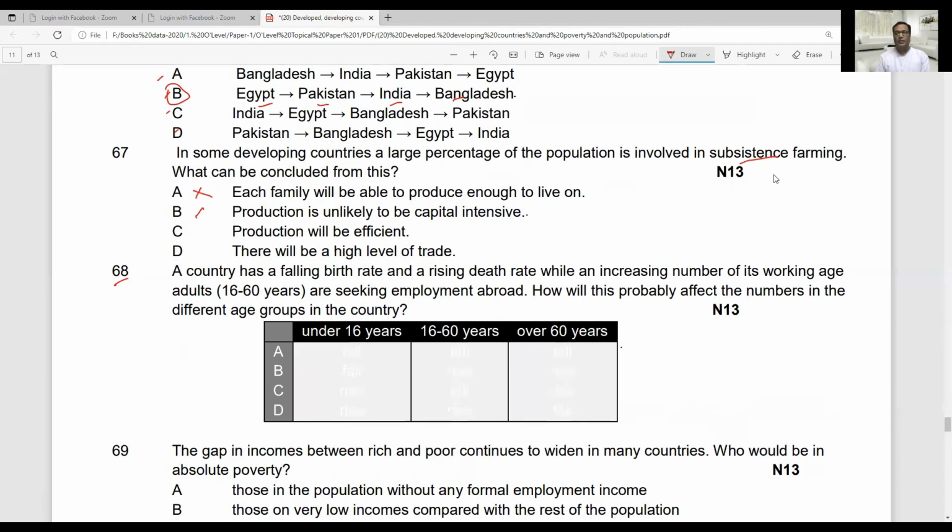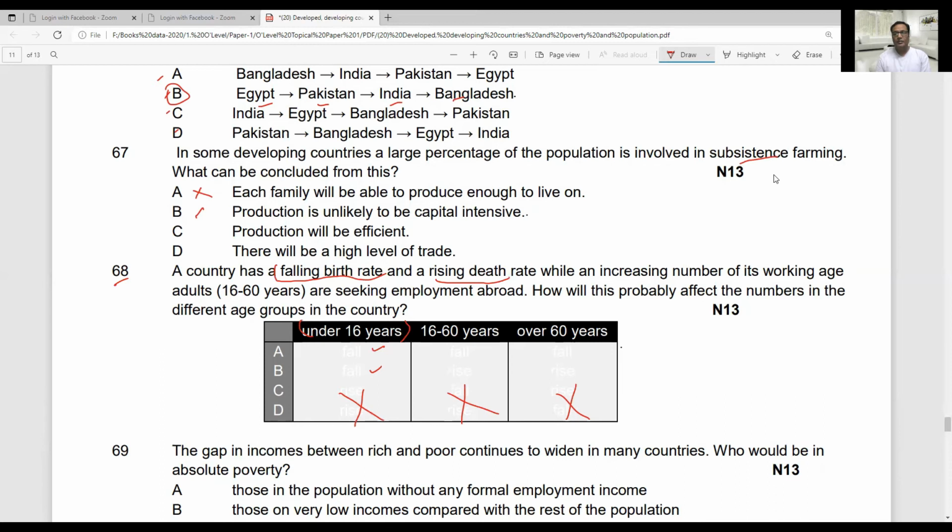Question number 68. A country has a falling birth rate and a rising death rate while the number of working age is increasing. And you can focus on these two things. Birth rate is falling, death rate is rising. It means when the birth rate is falling, the people below 16 years of age will decrease. So in option A it is falling, and options C and D are rising. So we can cross these two options.